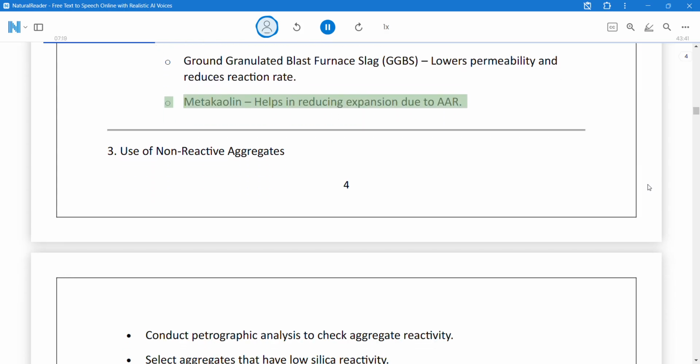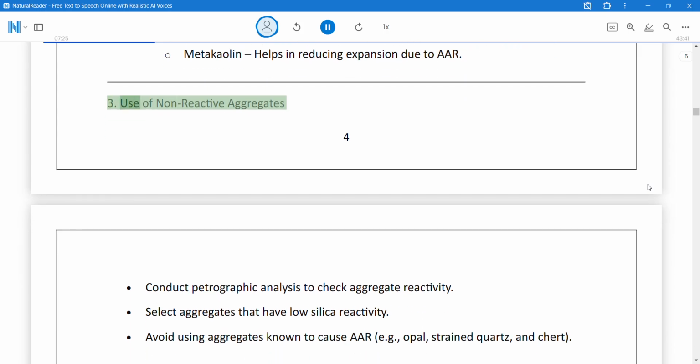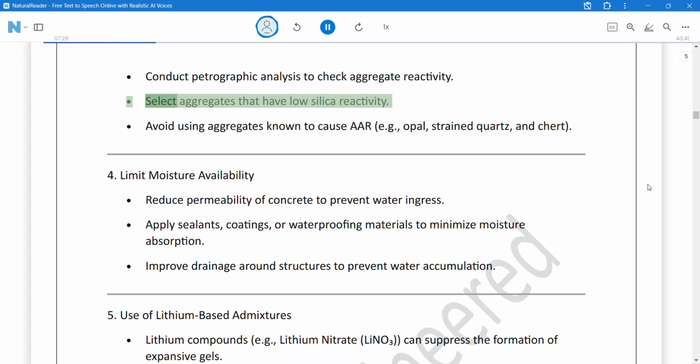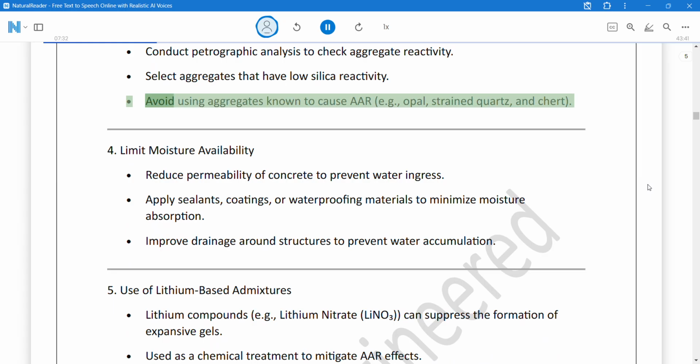Metakaolin helps in reducing expansion due to AAR. 3. Use of non-reactive aggregates. 5. Conduct petrographic analysis to check aggregate reactivity. Select aggregates that have low silica reactivity. Avoid using aggregates known to cause AAR.